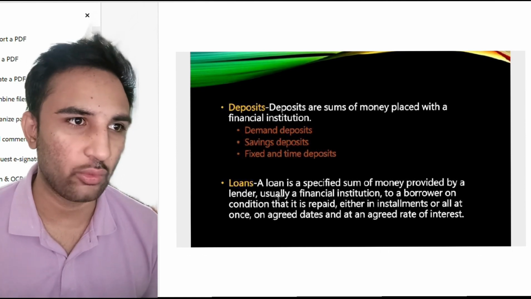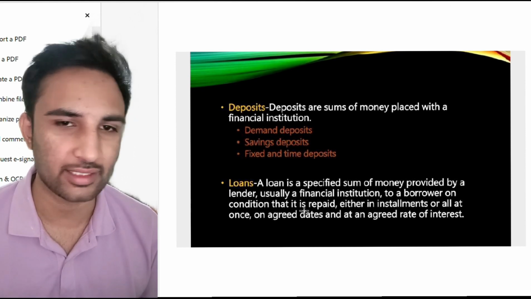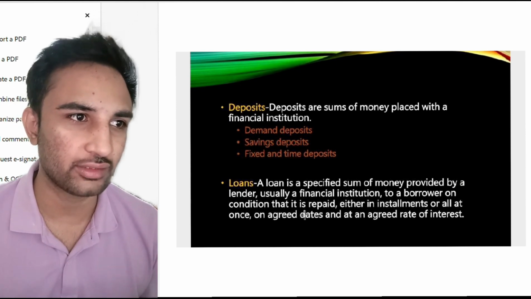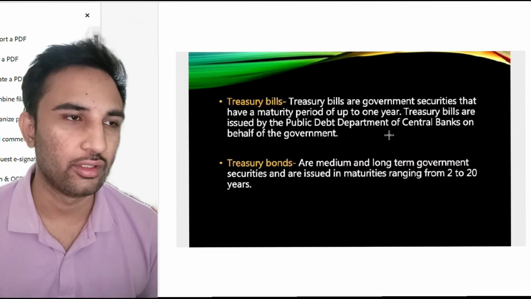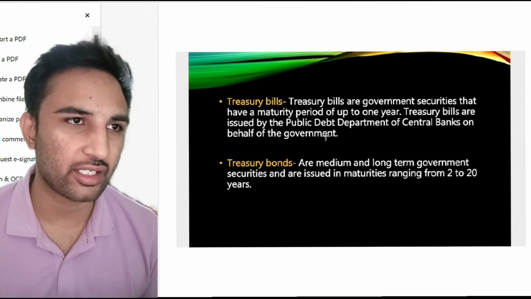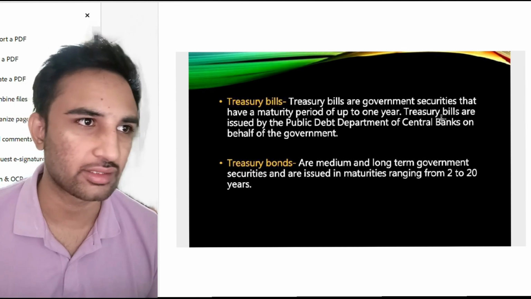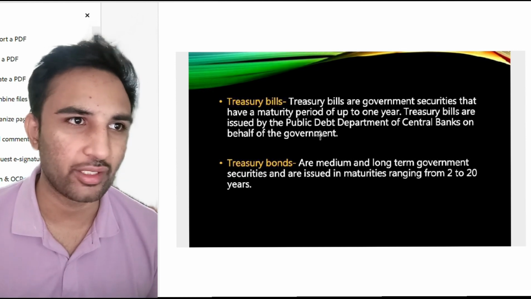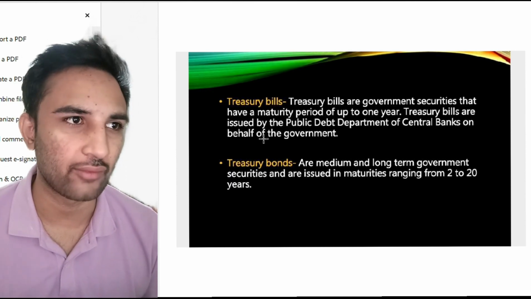Loans. A loan is a specified sum of money provided by a lender, usually a financial institution, to a borrower on condition that it is repaid either in installments or all at once on agreed dates and at an agreed rate of interest. What are treasury bills? Treasury bills are government securities that have a maturity period of up to 1 year. Treasury bills are issued by the public debt department of central banks on behalf of the government.